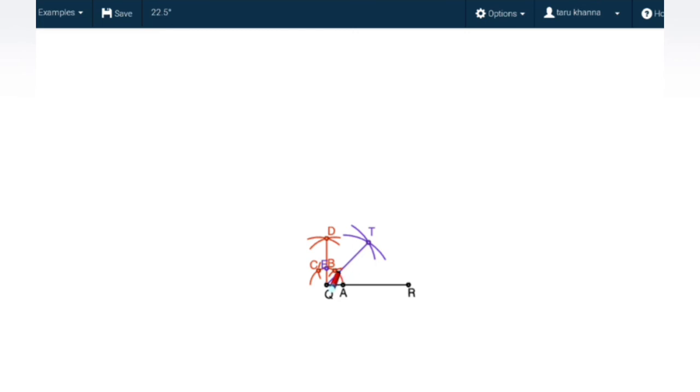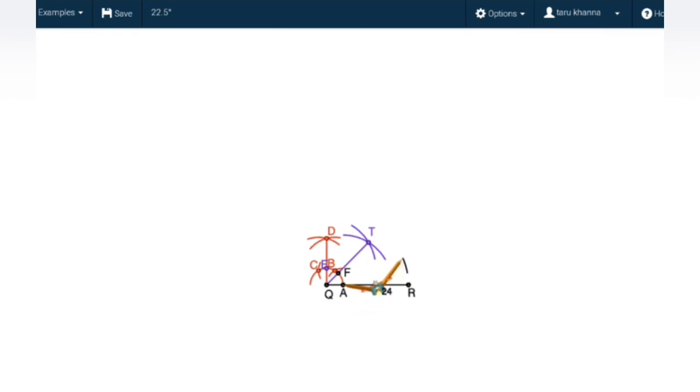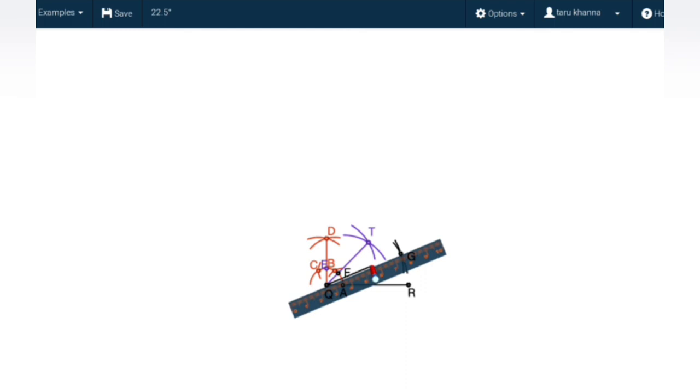Now the next step is to bisect angle TQR. For the same, we will mark the point of intersection of line segment QT and the main arc as F, and then with A and F as the centers and a radius obviously more than that taken for the main arc, we will draw two arcs intersecting each other at a point, say point G. We will join points Q and G and extend the line segment further, say to point S, such that the angle SQR so formed is equal to 22.5 degrees.